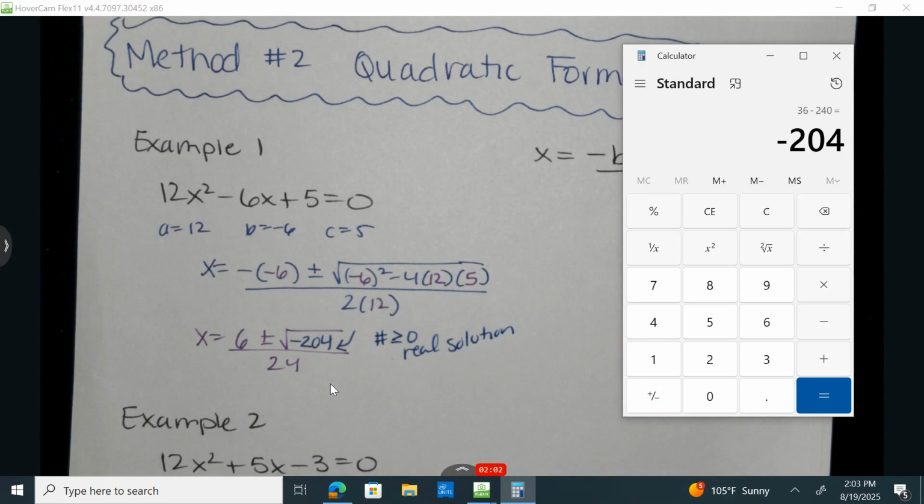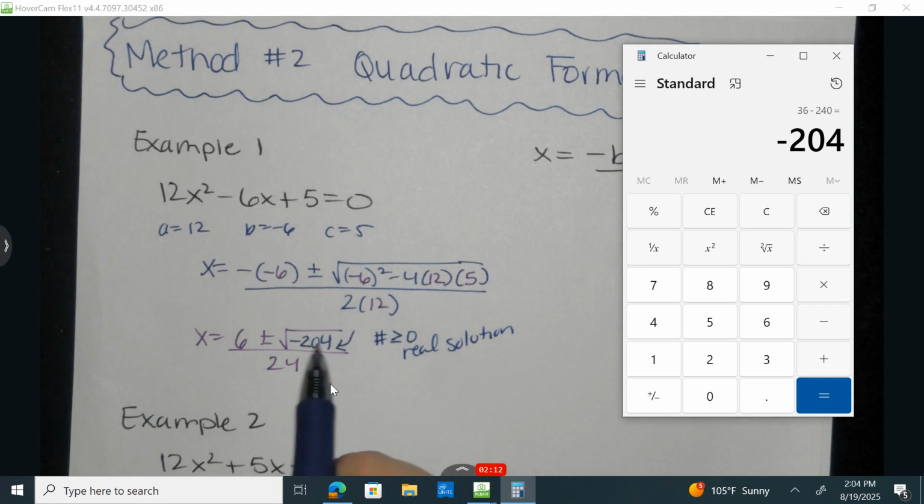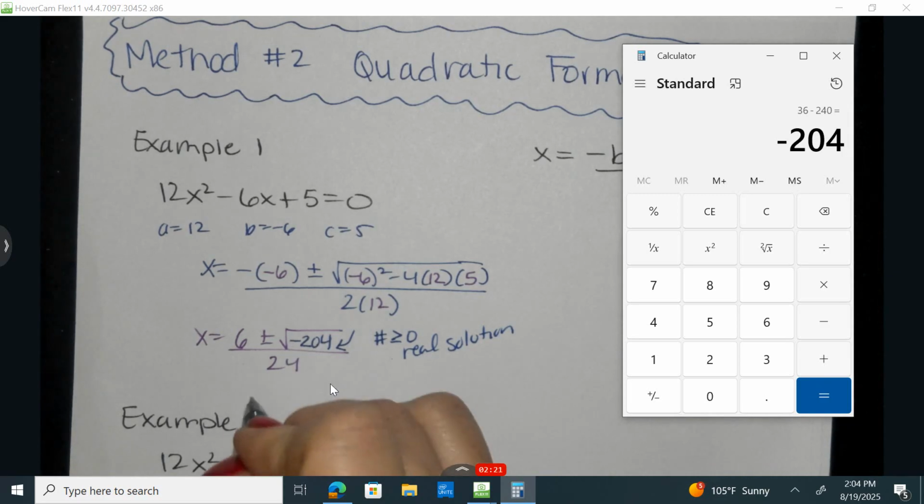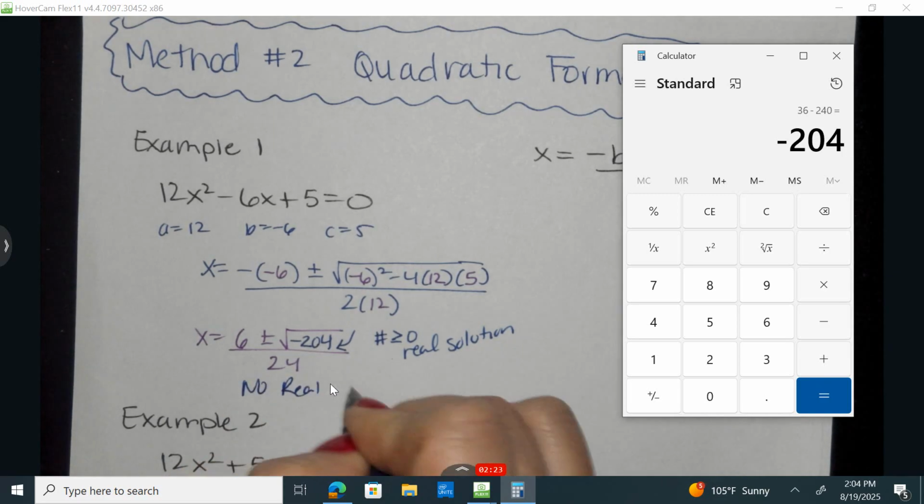Real solutions are numbers that you're used to seeing. They're numbers on a number line. Later on, we'll learn about what are called imaginary solutions that you would have been introduced to in Algebra 3-4, and they have i's. But at this point, we're only working with real values. So you can see here, we've got a problem. The value inside, called the discriminant, is negative. What does that mean? There's going to be no real solution.